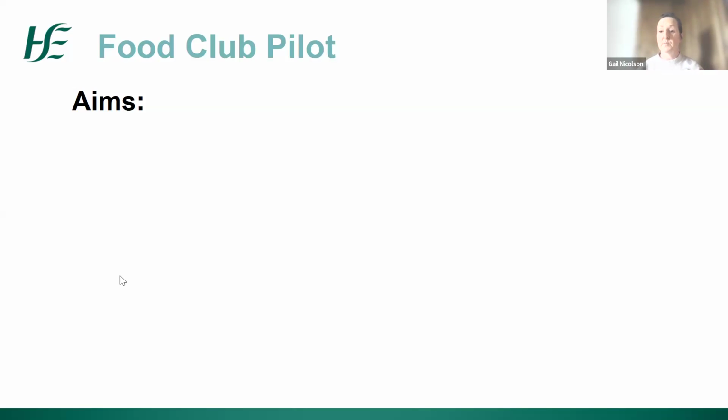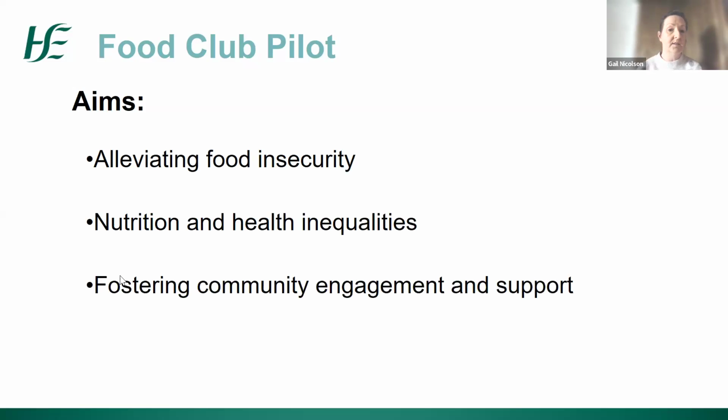So this is where food items were sourced from a food cloud, who are an organisation to reduce food loss and waste through surplus food redistribution. The community nutritionist would collect the food from the food cloud every week and set up this shop where participants paid €5 for 10 items of their choice. And this was all linked into their cooking demonstration that they had that day. So the aims of the food club were to alleviate food insecurity, nutrition and health inequalities, fostering community engagement and support, and reducing food waste.